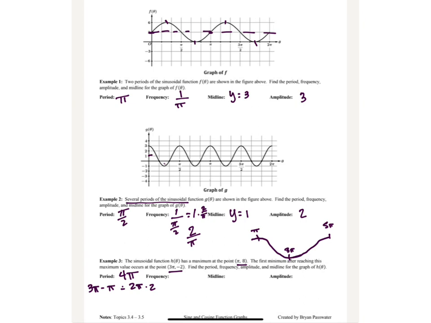The distance between maximum and minimum is only halfway. A whole max to max would be the period. So I've got to double the distance to get to the next one. Okay. Frequency is going to be 1 over 4 pi. It's going to complete one cycle every 4 pi radians. Can you tell? Okay.